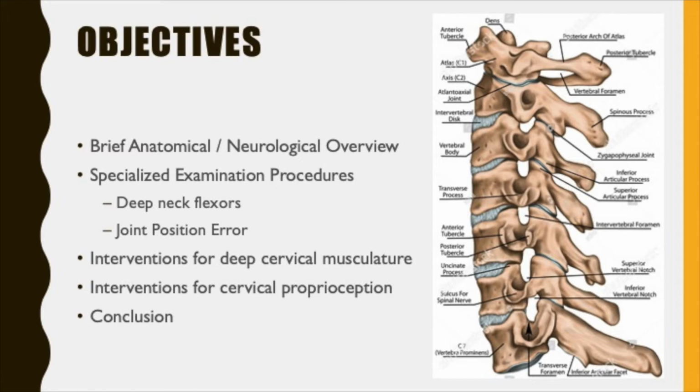The goal of this presentation is to provide a brief anatomical and neurological overview, to explain some specialized exam procedures for the deep neck flexors as well as cervical proprioception, and to describe interventions for those, as well as provide a conclusion as to how we can bring this into the clinic.